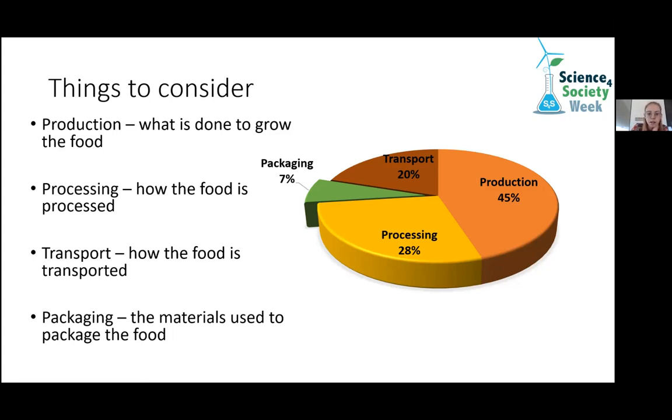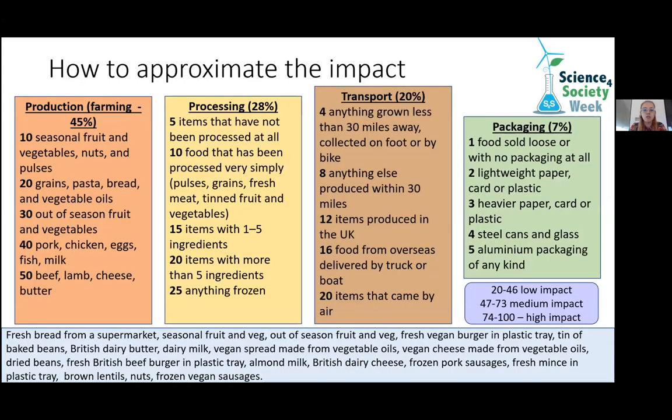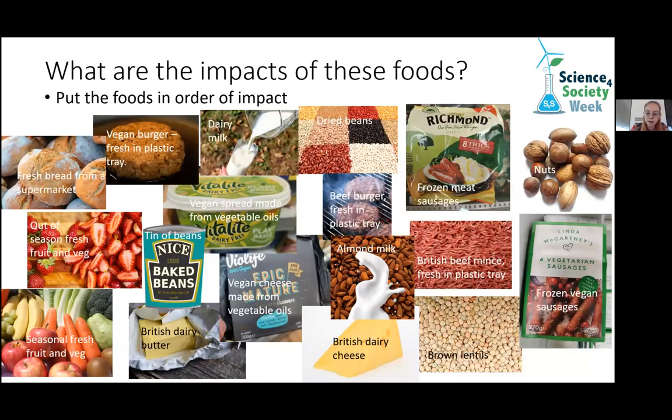So what we're going to look at now is we're going to try and put those foods that we just looked at in order. So here are the foods again. So we've got all of those options. And what I'm going to do is show you how we're about to do this. So when we look at this, we just said that we have 45% as production. So we can take these things that we've just been looking at and try and have a go at putting them in order of their impact.